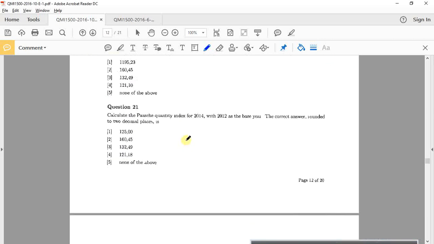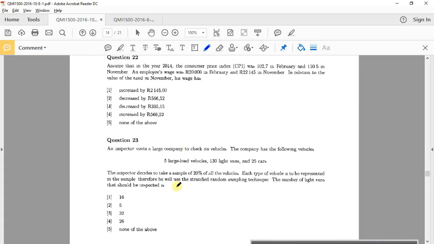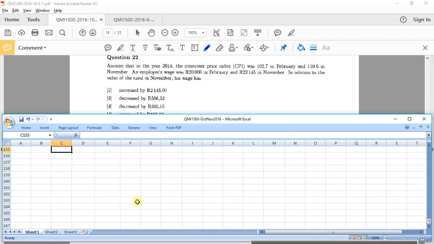Okay. Right, so those actually aren't too bad. Just use the formula, right? Right, the next one. Assume that the year 2014 consumer price index was that. Okay, so 2014 CPI was 102.7 in Feb, and then November was how much? 110.5. Yes, okay, 110.5. So obviously prices have gone up.